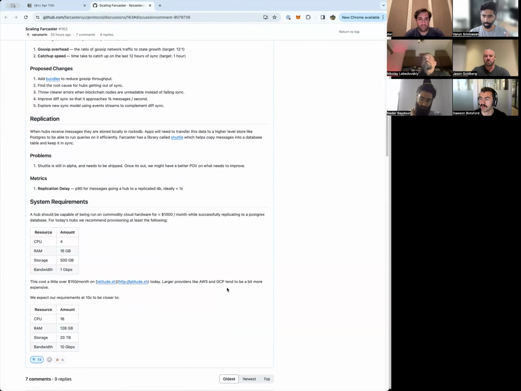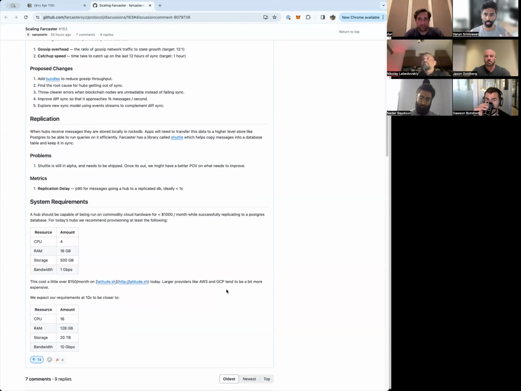The second problem that we're working on, and Sanjay has been leading a lot of the work here, is replication. And we've been working with some of the biggest hub runners, Airstack, Neynar, Pinata, to figure out what people want and deliver something that's valuable. And so we have a new system called Shuttle that's shipping soon. We already have an alpha out.